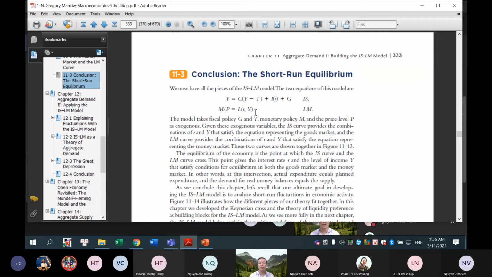And it would be equal to the money demand. And money demand is a function of interest rate and income. Okay. Higher interest rate, lower money demand. Higher income, higher money demand. Okay. So we have two equations. And once again, we have two unknown economic variables, R and Y. And by solving this system of equations, you can get the equilibrium interest rate and equilibrium income. Okay, very simple.